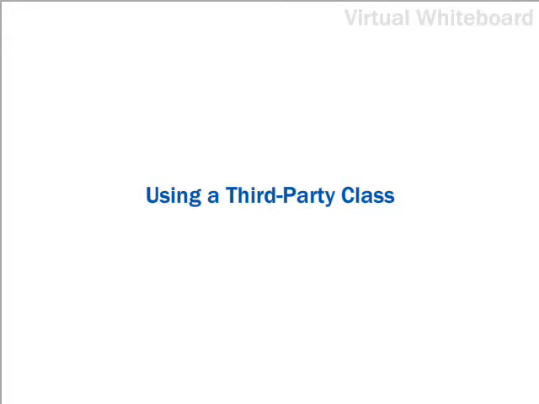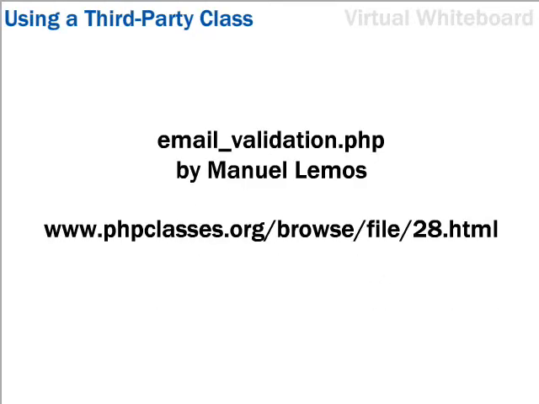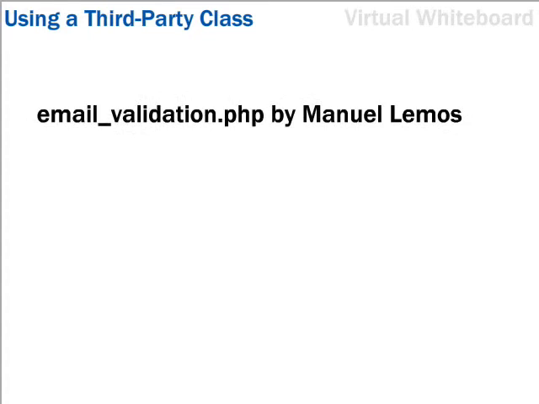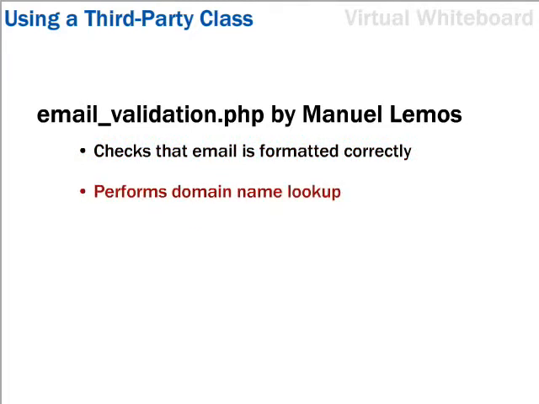Using a third-party class. The easiest way to learn how to work with classes is to go ahead and just use one. You can do this by taking a look at a popular third-party class written by Manuel Lemos, which provides a comprehensive way to validate email addresses. You can download this class from this link and save the file locally as email_validation.php. Manuel's class validates an email address not only by checking that its format is correct, but also by performing a domain name lookup to ensure that it can be delivered.